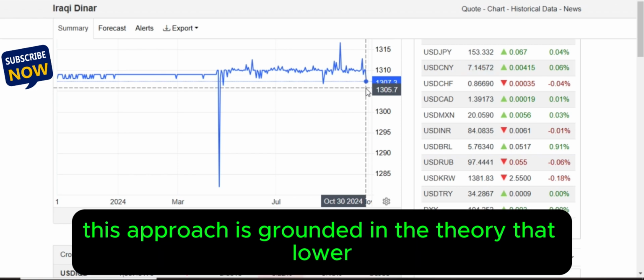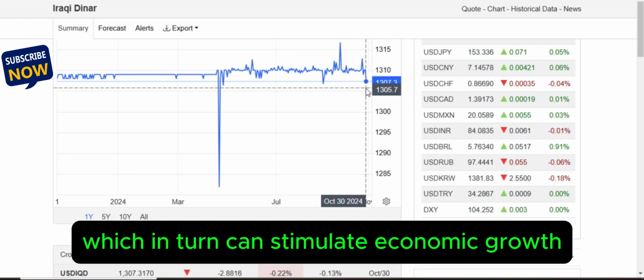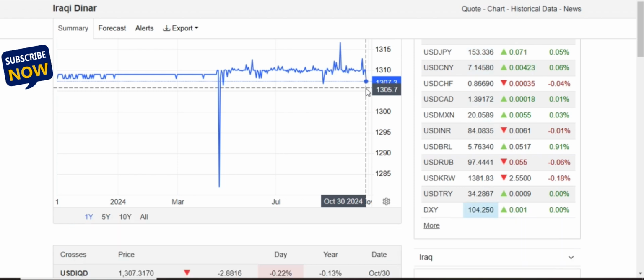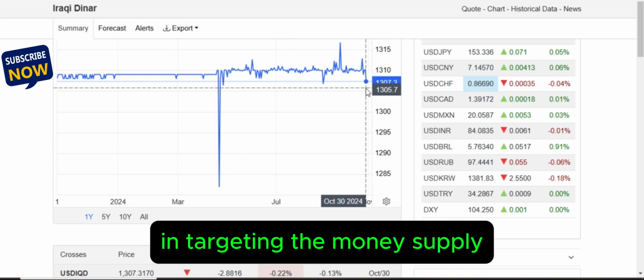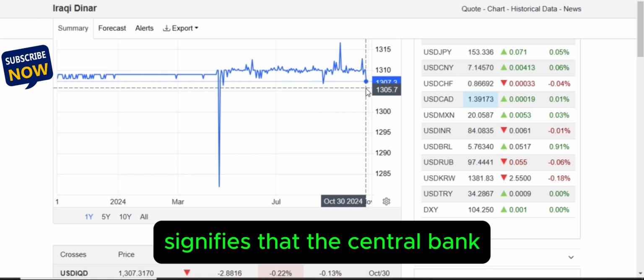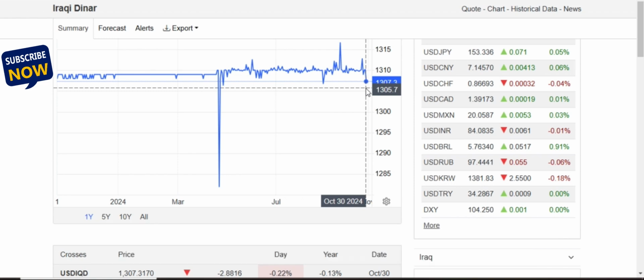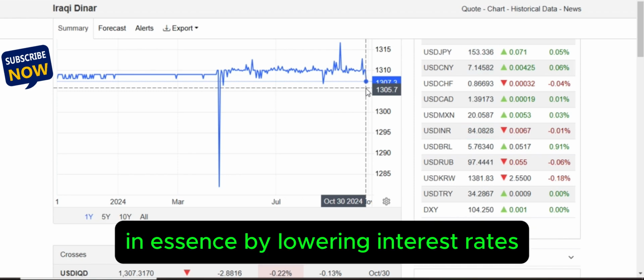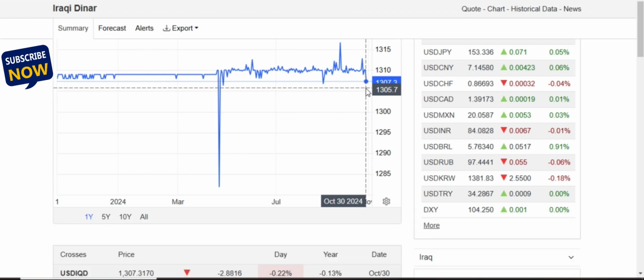This approach is grounded in the theory that lower interest rates typically lead to increased borrowing, which in turn can stimulate economic growth. The phrase expansionary policy in targeting the money supply signifies that the central bank aims to increase the overall money supply in the economy. In essence, by lowering interest rates, the central bank is promoting greater access to capital.